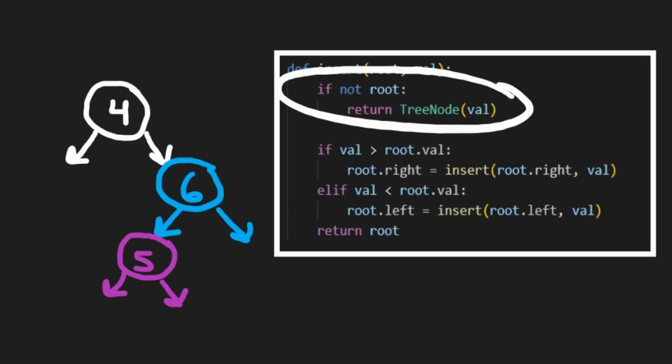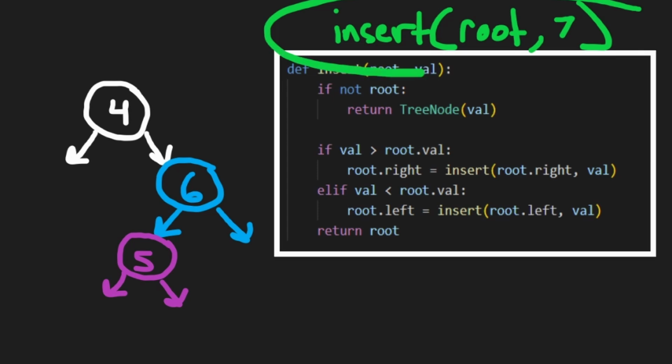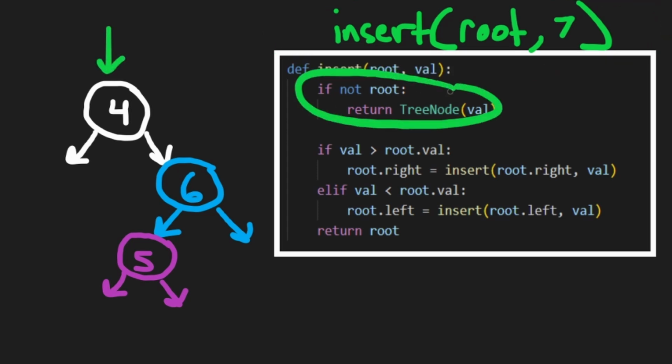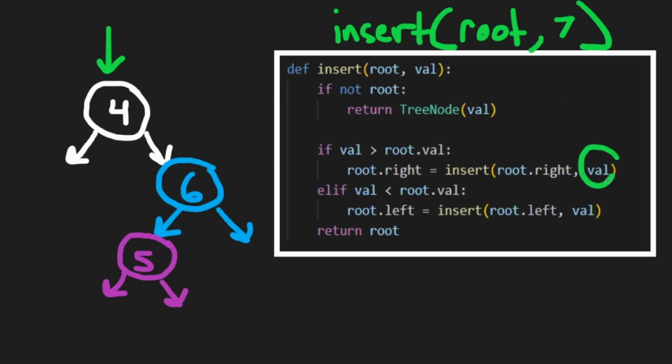If we don't reach the base case, suppose we were actually inserting the 7 right now. So let's say our pointer is here. In this case, we're not at null. We check, is our value greater than the root value? It is. So we call insert on the right subtree with the exact same value. We're still inserting a 7, but now we are going to check in the right subtree.